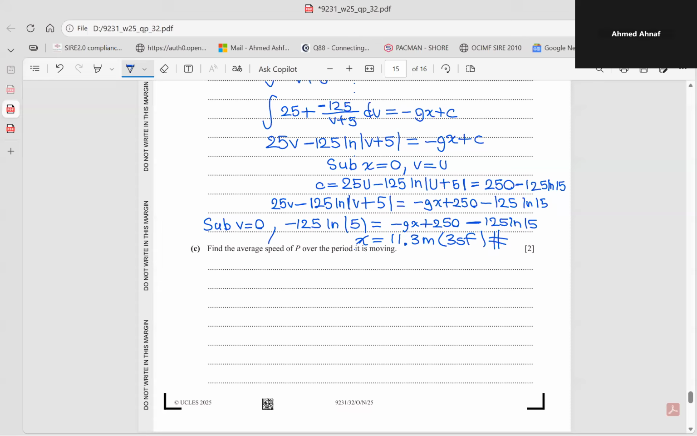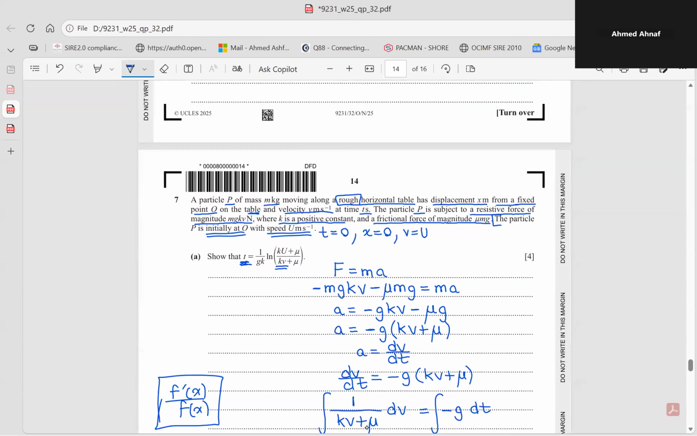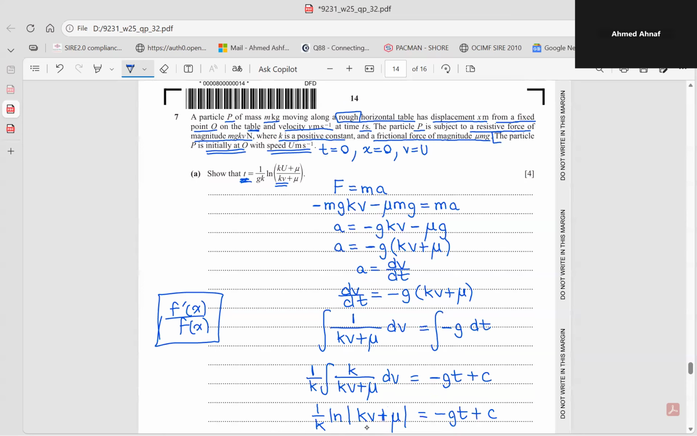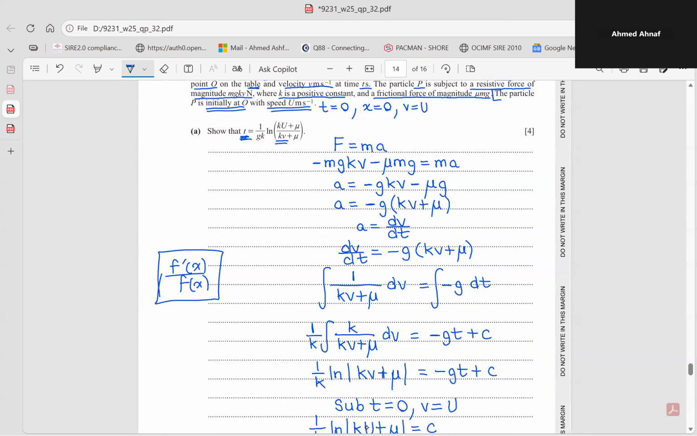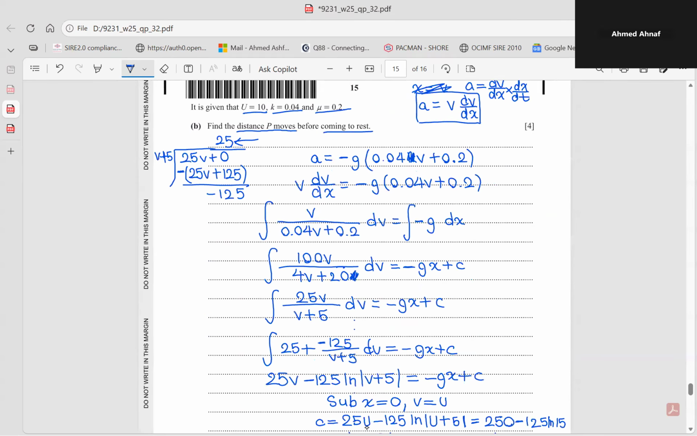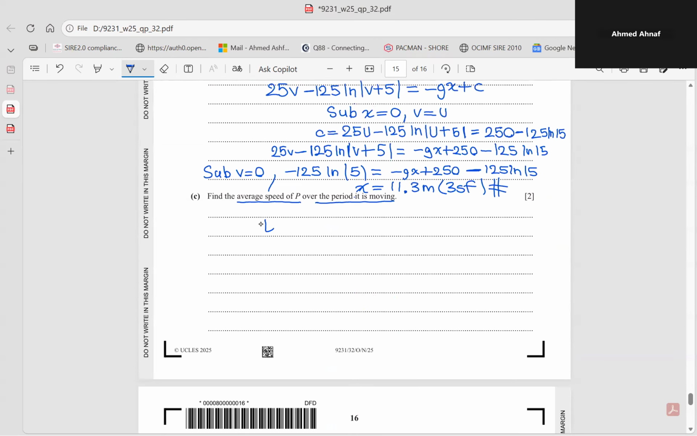Okay, so for part C, we're told to find the average speed of P over the period it is moving. So basically the average speed of P from t equals 0 all the way to when it stopped. To find the average speed, we need to know the total distance, which we found in the previous part, over the total time. That's the part that we don't know. So we're going to use this expression to find it. Let's find t.